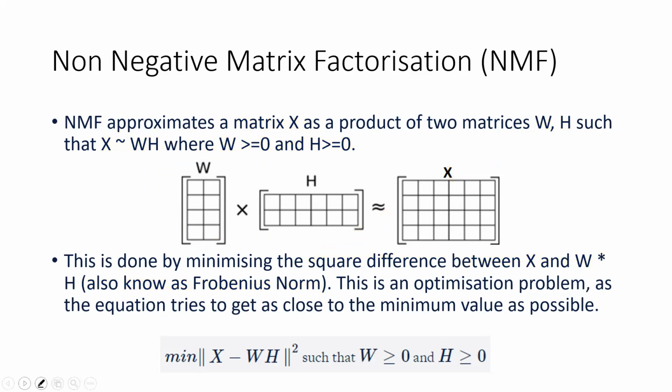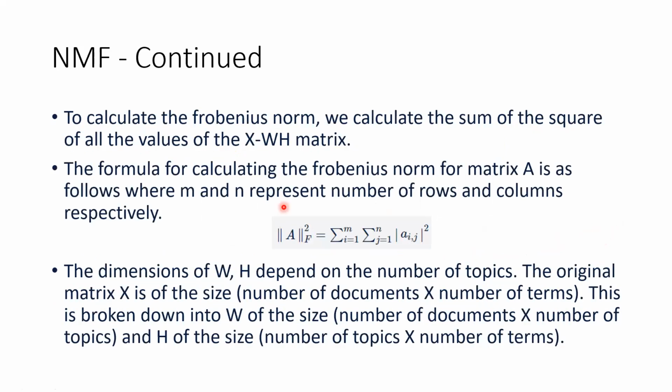Okay, so moving to the next slide. Just a second, I will bring the laser pointer. So let's talk more about it. To calculate the Frobenius norm, we will calculate the sum of squares of the values of the X minus WH matrix. The formula for calculating the Frobenius norm of a matrix A is as follows. So this is the formula which we have to take care of.